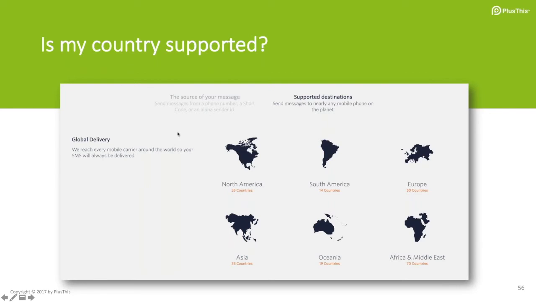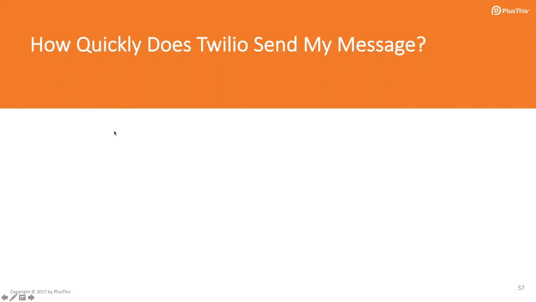So the easiest way to find out if your country is supported is by Googling Twilio SMS, then put in your country. So you might do Twilio SMS Estonia. And it'll pop up a page that looks like this, and it'll show if your country has that and what the pricing and everything looks like for that. So that's what I would do first.